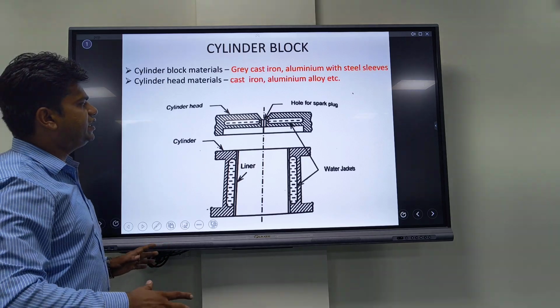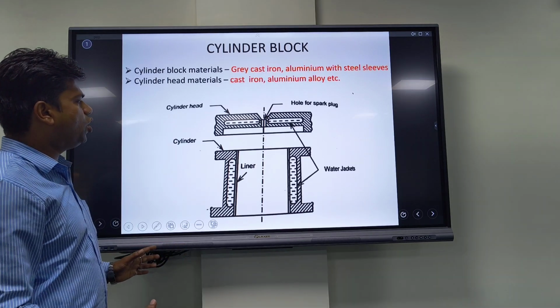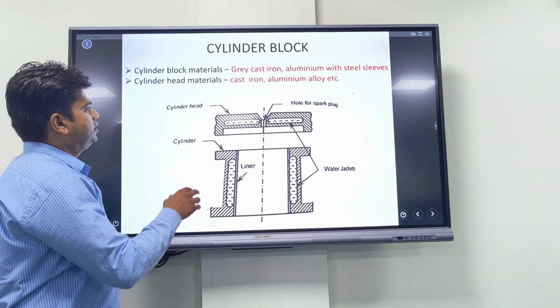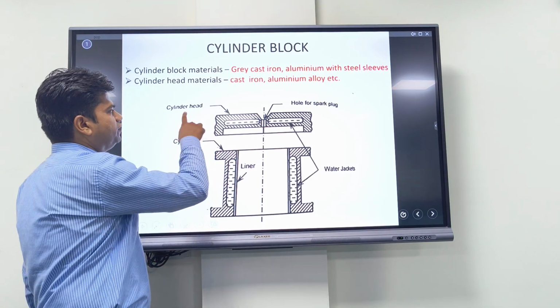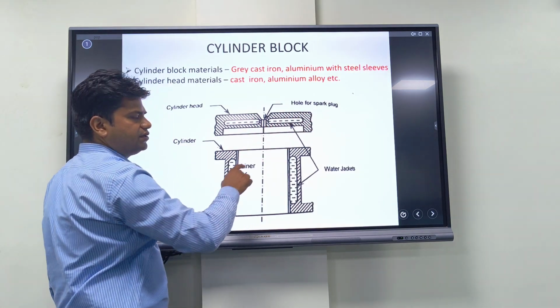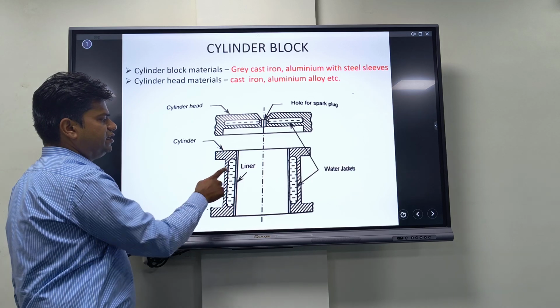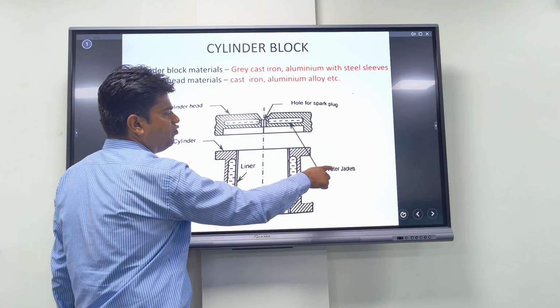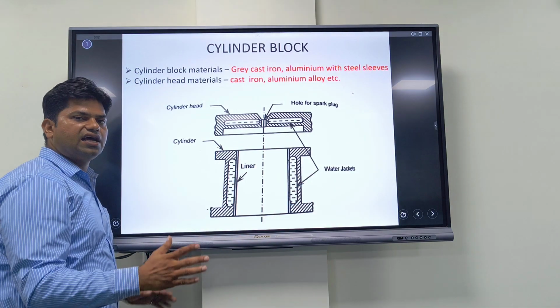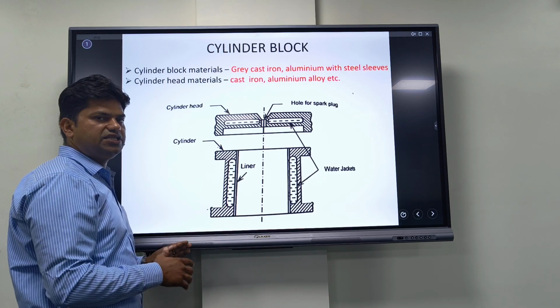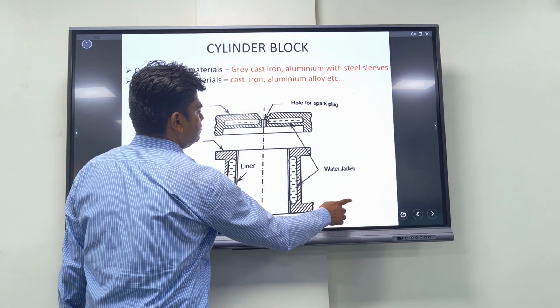This is the cylinder block. Cylinder block is basically the upper part of the engine. In the upper portion of the cylinder head, there is a hole for the spark plug. This one is the cylinder and this one is the liner. This is the water jacket inside the cylinder block, which can easily cool the engine.